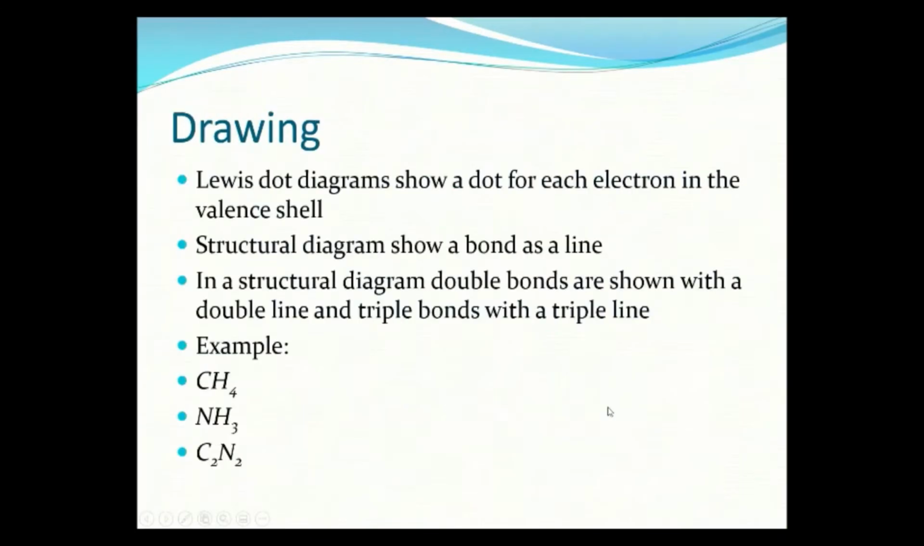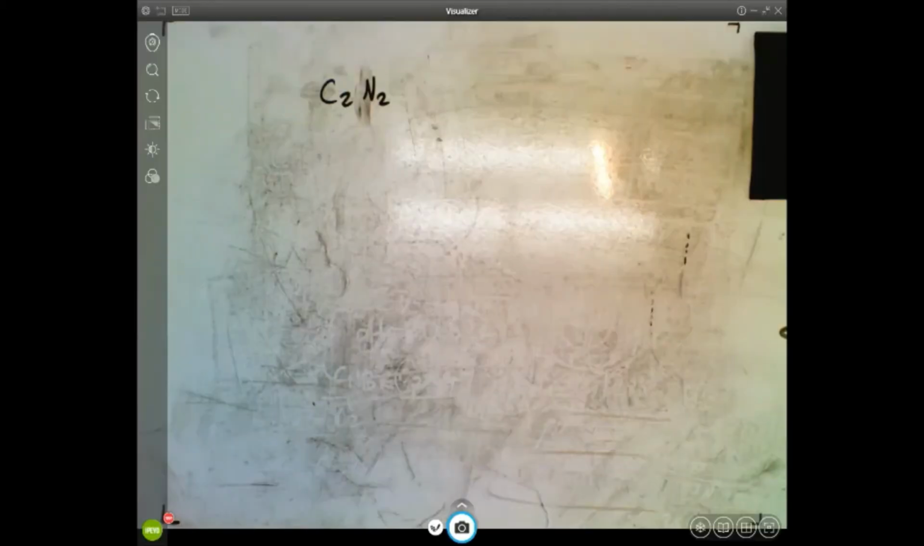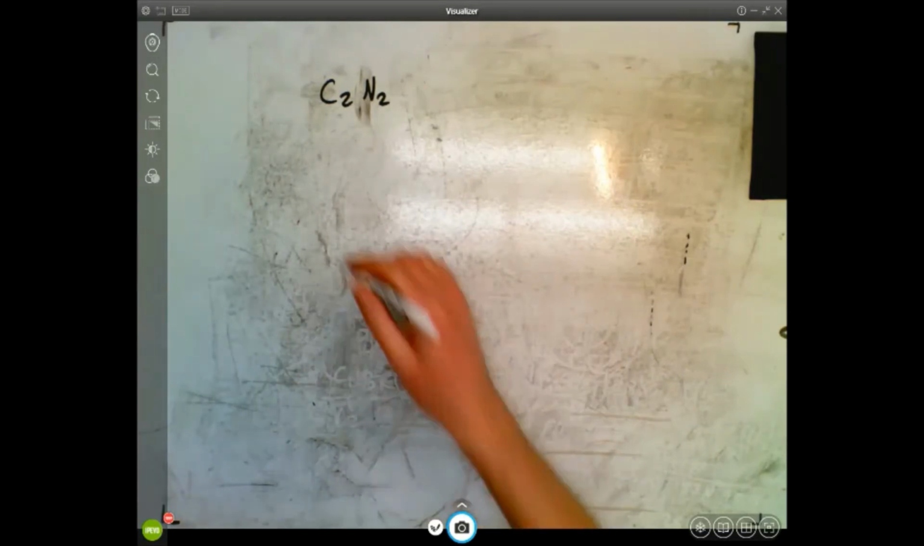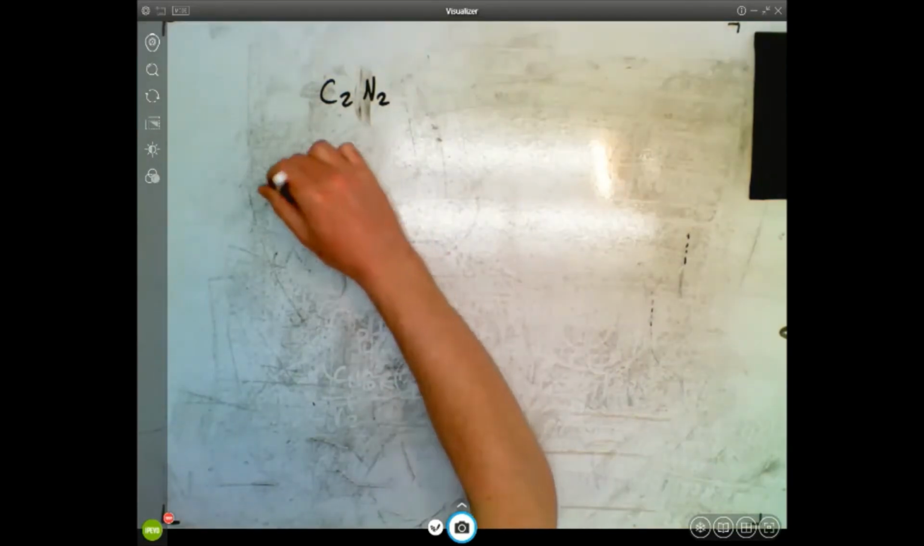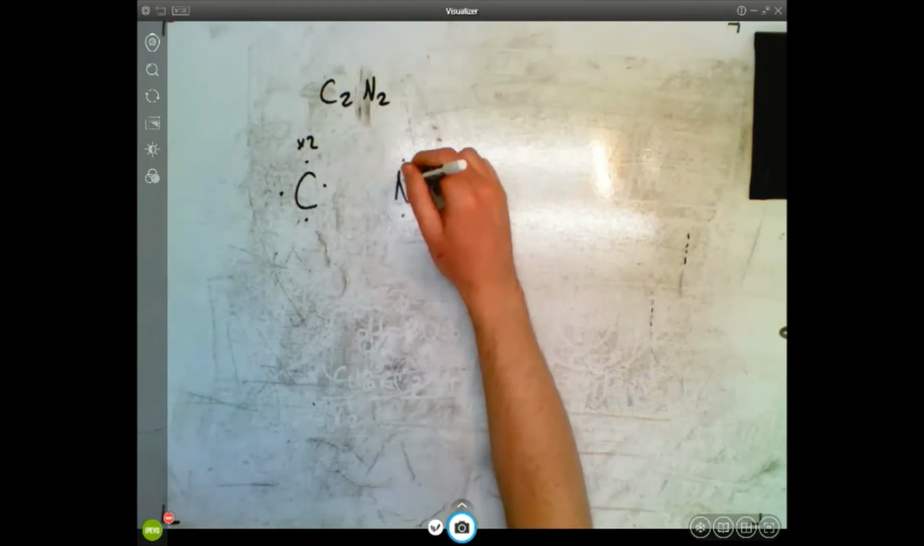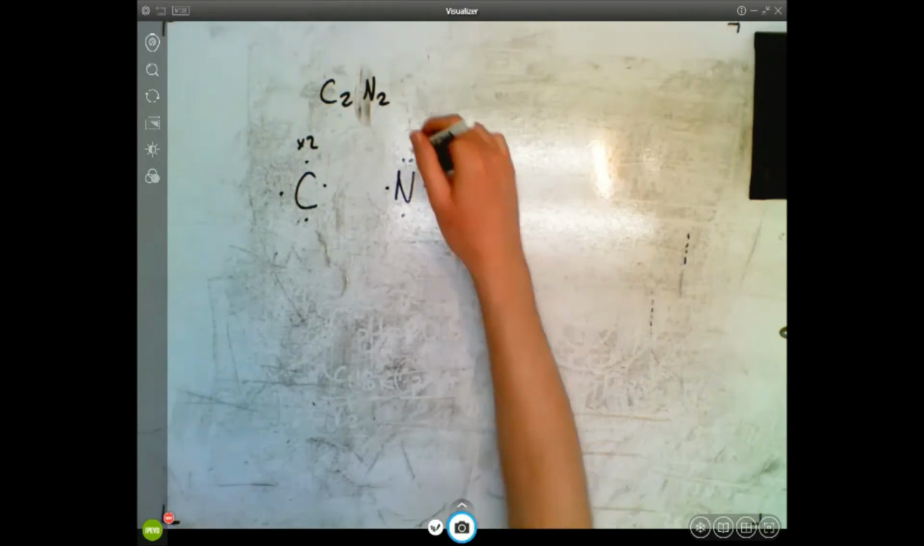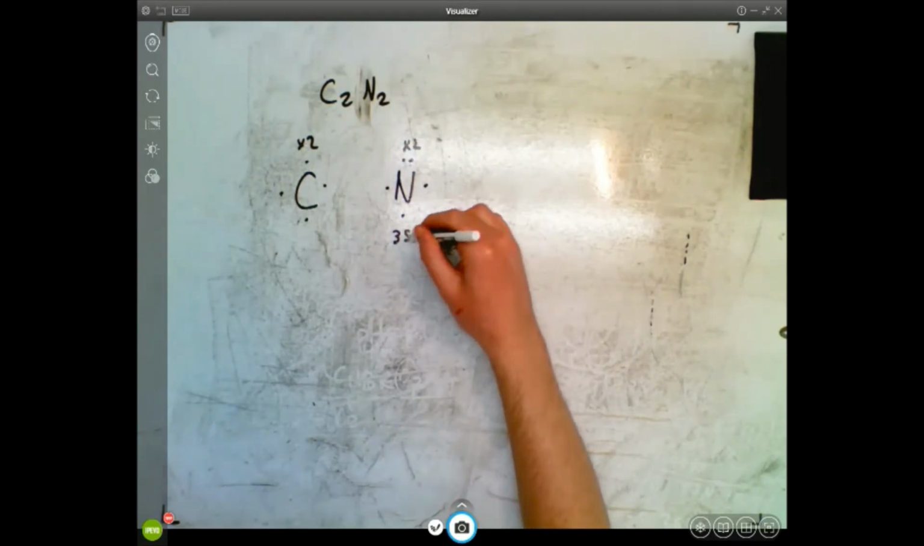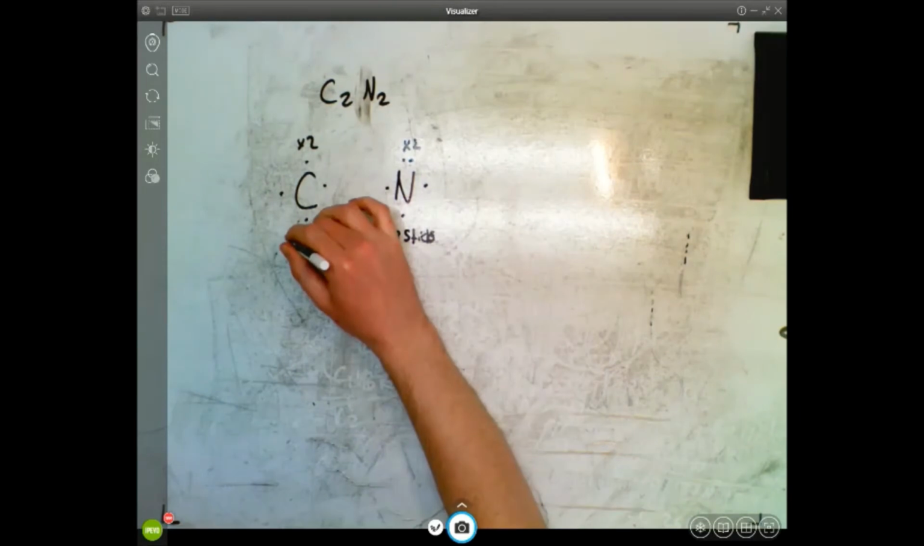So this one here, we have carbon and nitrogen, so C2N2. And we're not going to be able to do this with just single bonds. So I'm going to write that up, C2 and N2. And I'll switch cameras to this here. So we have carbon, which we know is in group 14, and we're dealing with 2 of them. And then nitrogen has 5. We have 2 of them, so this needs 3 sticks, and this needs 4 sticks.